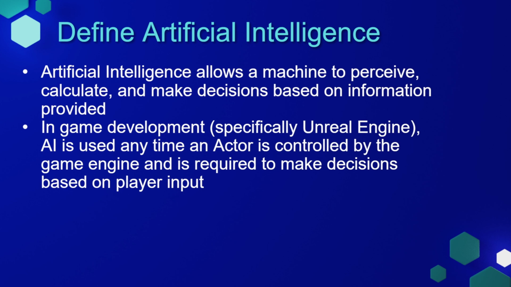Artificial intelligence is any program that allows a machine to perceive, calculate, and make decisions based upon information provided. In game development, and specifically Unreal Engine, AI is used anytime an actor or a pawn is controlled by the game engine and is required to make decisions based upon the player's input or other inputs. The goal a lot of times is to simulate the decision making that a human or other entity would make to make the game more realistic and immersive.